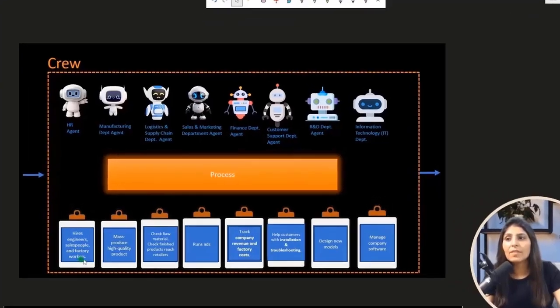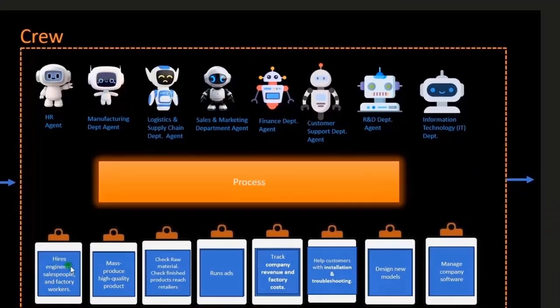And over here, we have tasks. First task is to hire engineers, salespeople, and factory workers. So this is one task. This task can be done by which agent? The HR agent can do this task. The next task is to produce a high quality product. Which agent can handle this task? This agent can handle this task.